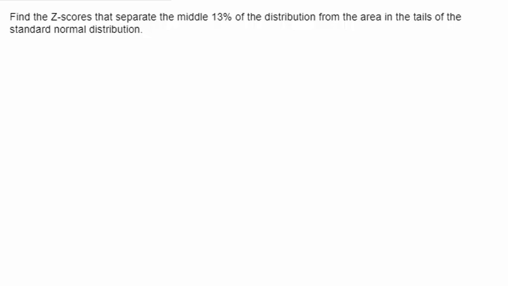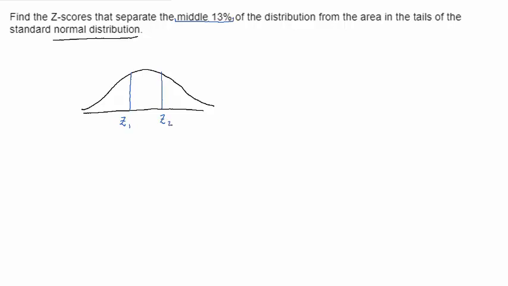The first thing I like to do with these normal distribution problems is draw the distribution to see what I'm looking for. So in this case, we have the normal distribution. The picture will always look like that. But we want to find the z-scores that separate the middle 13%. So there's some value of z here and here. We'll call them z1 and z2, so that the middle area is 13%, or 0.13.